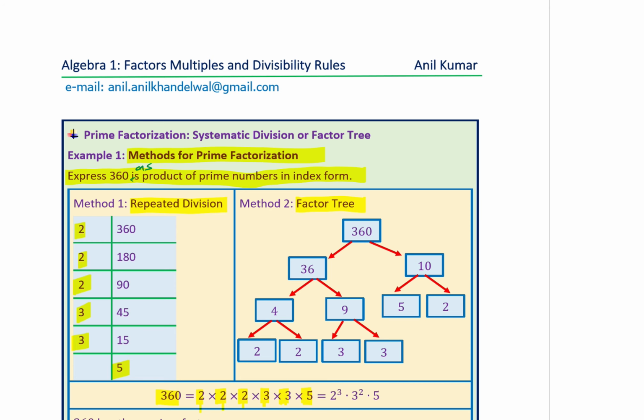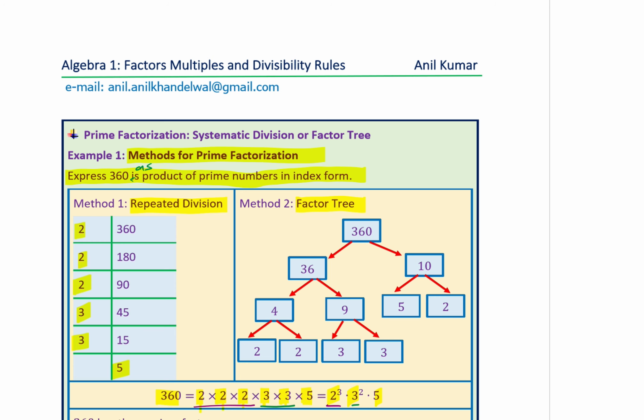Correct? Okay. In shorter form, we can write 2 cube, 3 square and 5. Since there are 3 2's, it becomes 2 cube. 2 3's, 3 square and 1 5. So that becomes your form. So 360 is prime factorized. So that is one method: repeatedly divide by the prime numbers. The other method is the factor tree, which could lead us to the same answer in a different way.